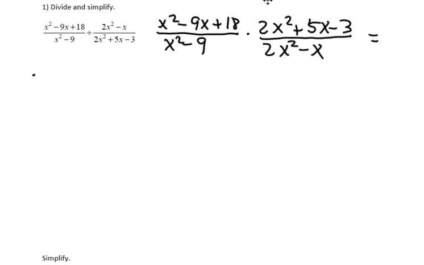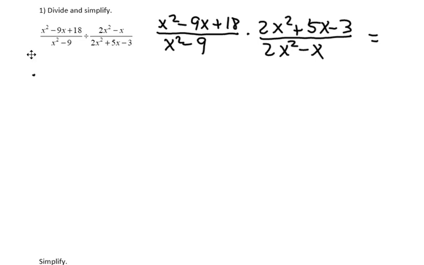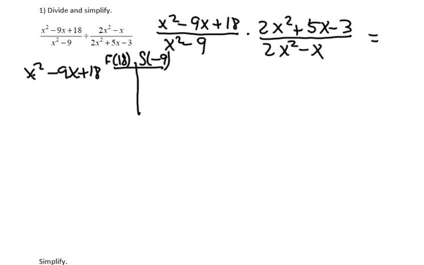Now, in each particular step I want to be able to factor. So let's take a look at the numerator of the first fraction. Now I write it out. Now remember, I want to be able to find what? Factors of 18 whose sum is -9. Well, that is -6 and -3. So I know this is going to factor as x minus 6 and x minus 3.